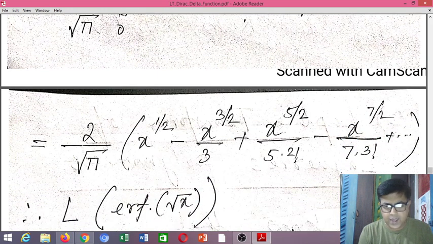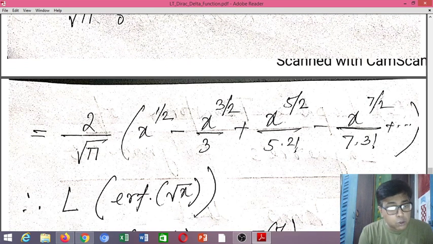It will be a function of x obviously, because the limits are 0 to root over x. So I'll get 2 by root pi into x to the power half minus x to the power 3 by 2 by 3 plus x to the power 5 by 2 by 5 into 2 factorial minus x to the power 7 by 2 by 7 into 3 factorial plus dot dot dot and so on. Now we are in a position to take the Laplace transform of this error function.